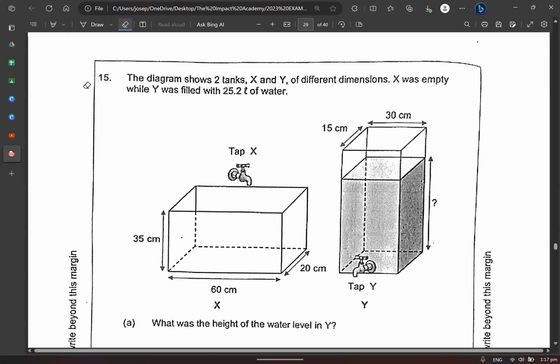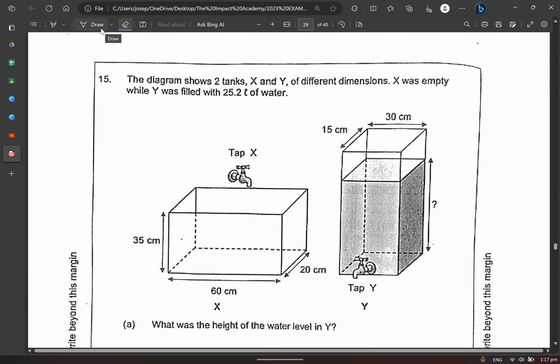Hi everyone, today we are looking at a question like this. Now, as you can see over here, it says that the diagram shows 2 tanks, X and Y, of different dimensions, and X was empty. So we can say that this is empty, and for Y, it has 25.2 liters of water. Since we are dealing with cm, we're going to change this to 25,200 centimeter cube.